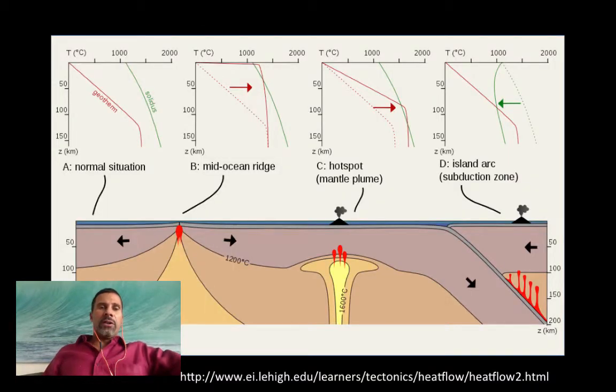If we look at heat flow in these different areas, we can look at what they call the geothermal gradient. The geothermal gradient is how fast temperature increases as you go down with depth. If you look at the normal situation in A on the left-hand side of your screen, you can see that the geotherm increases about 10 degrees per kilometer.